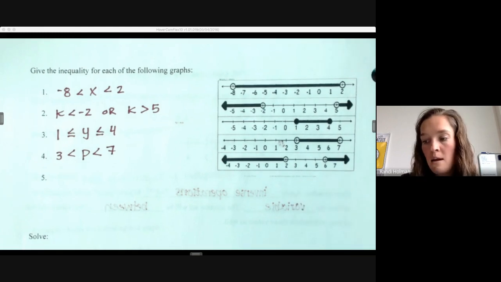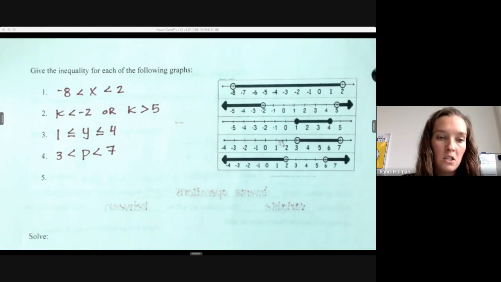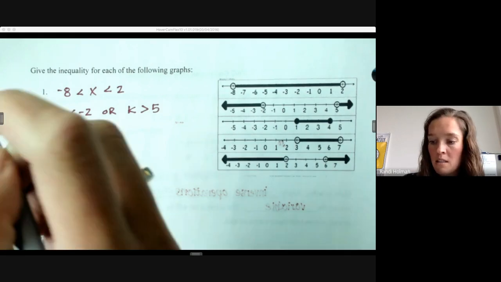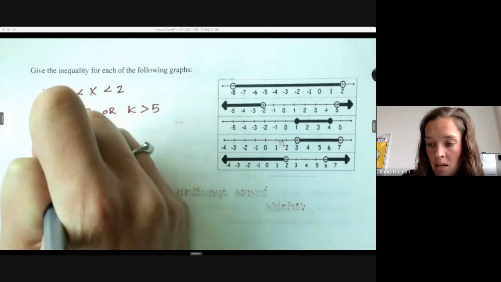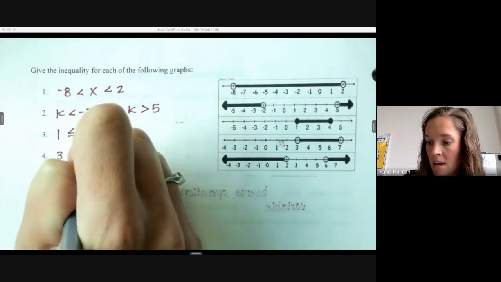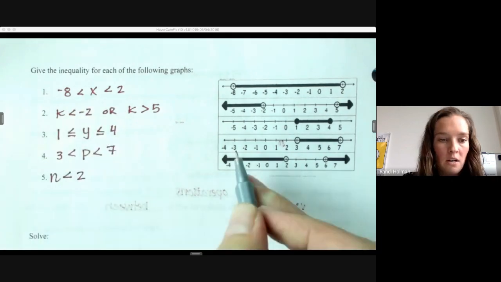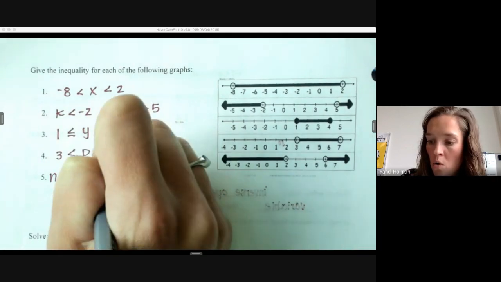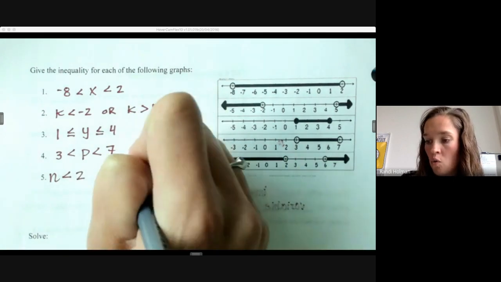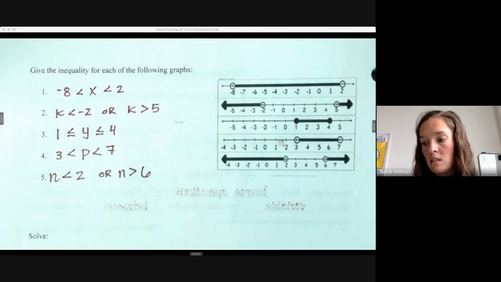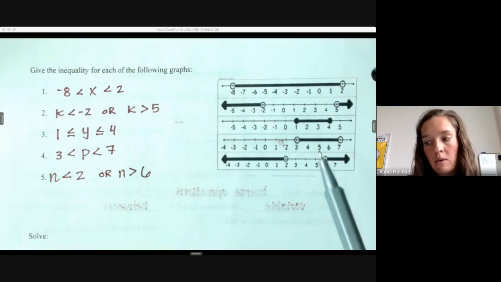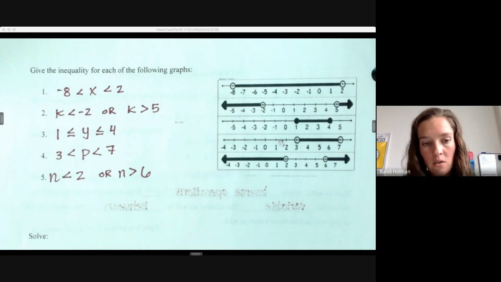Not a sandwich, can't be those simultaneously, so we're going to have to write two separate inequalities and use our OR. Pick a variable. Let's do n. n here has to be less than 2. All of these values over here are smaller than 2. Or n is greater than 6. So we're either less than 2 or greater than 6. We can't be those things simultaneously, so it's an OR inequality.